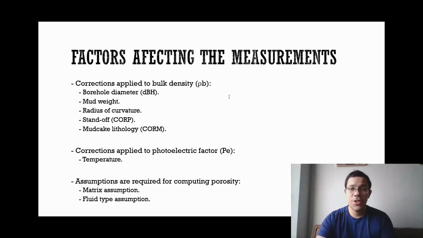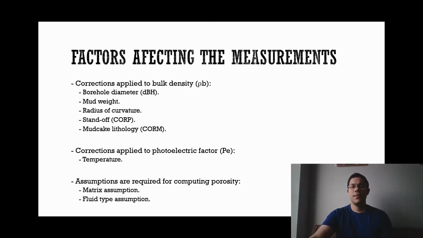When running a density porosity tool, all these corrections must be applied: the borehole diameter, the mud weight, the radius of curvature that is associated with the curvature of the pad, and when it's touching the formation, there is a difference in that curve. It's a geometrical factor that must be taken into account. And there will be positive corrections and negative corrections. Usually when you're presented a density curve, corrections are also shown, both positive and negative.